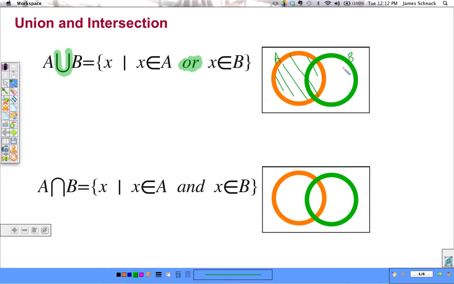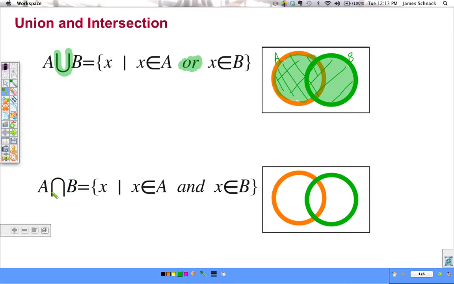Now, is everything in the green circle in there? Yeah. So this is the stuff represented by A union B. So everything that's in A or everything that's in B. And everything that's in both.